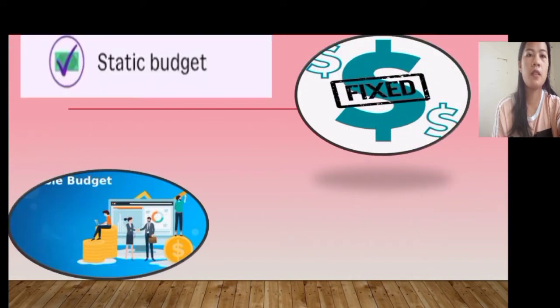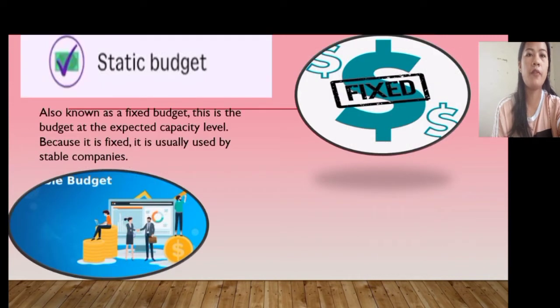Next is the static budget. Static is a fixed budget. So this is a budget that is based on an expected capacity level. Because it is fixed, it is usually used by stable companies. So whatever changes happen in a budgeting period, a fixed budget cannot be changed. So it is constant. Whatever changes happen in a static budget, the plan will be followed and will never be changed.